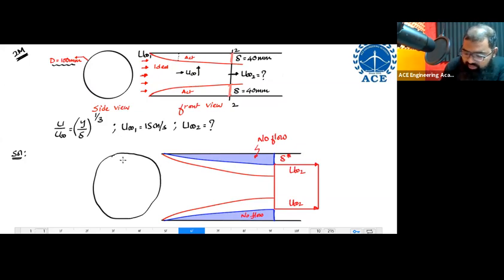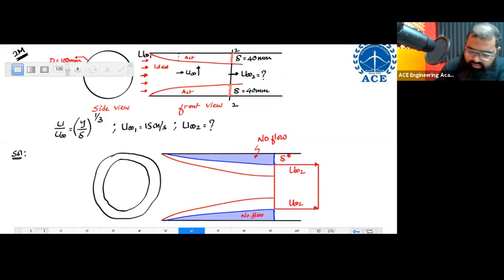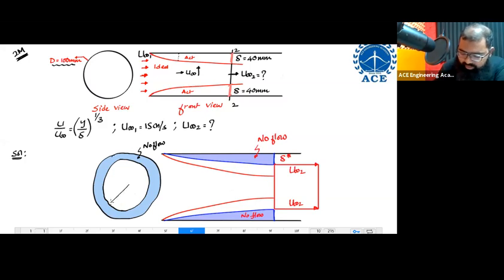In this circle, some portion at the boundary, I'm imagining, is a no flow region. This over here represents my no flow region. So now I'm having a diameter which is less. This diameter has to be equal to d minus 2 times delta star.